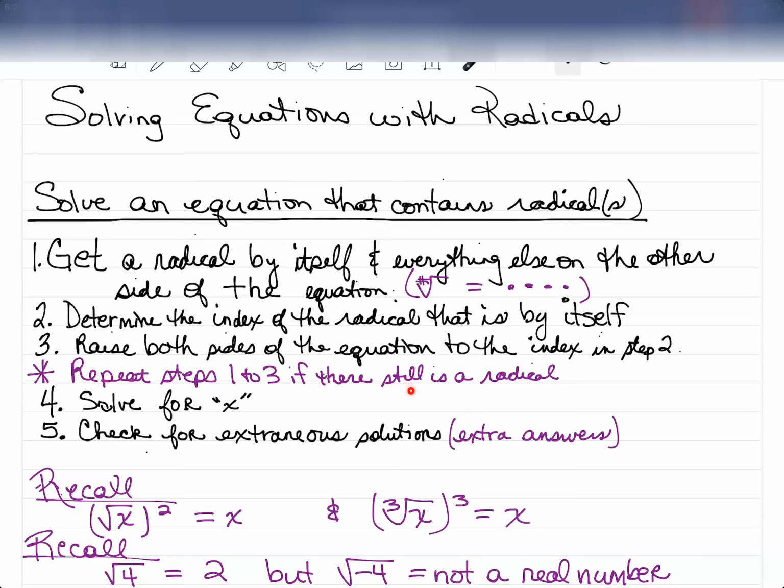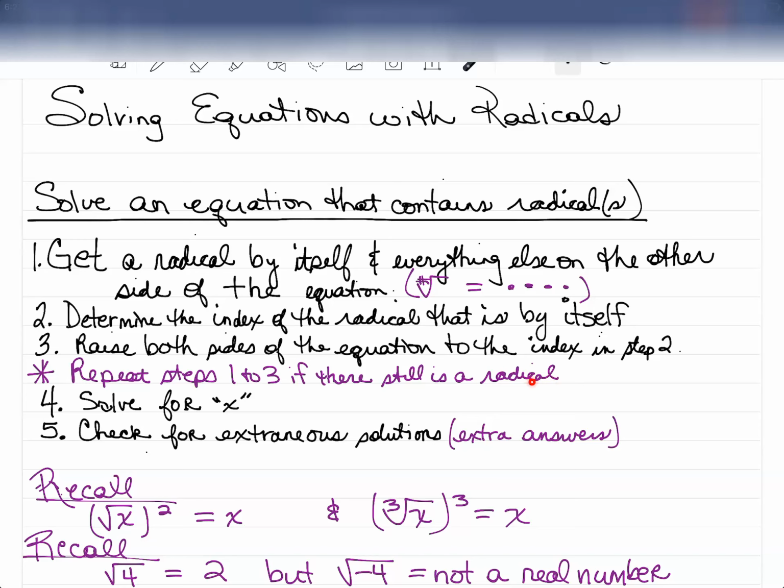Sometimes when you do that, you'll still have another radical left in the equation, so then you have to repeat the first 3 steps, so that you're taking whatever radical you have left and getting it by itself, and then repeating that process before you can go into solving for x. Our focus will not be on those, so that's why I have that in a different color. I have it there for completion, but understand those are not our focus.